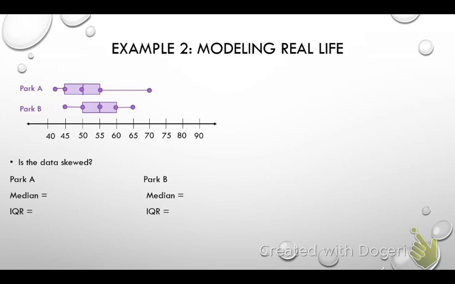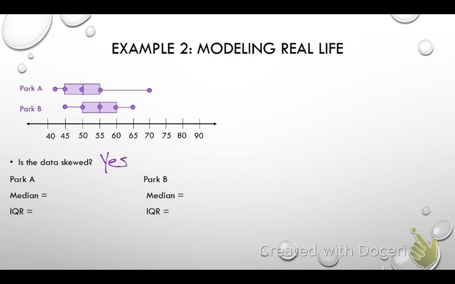Based on this data, if there are outliers, the data is skewed. And the reason I'm saying that is because that tells me I have to use median and IQR. So is the data skewed? Yep, it is. So now, based on the fact that data is skewed, let's identify the median for Park A and the median for Park B and the IQR for both parks. Go ahead and do that.